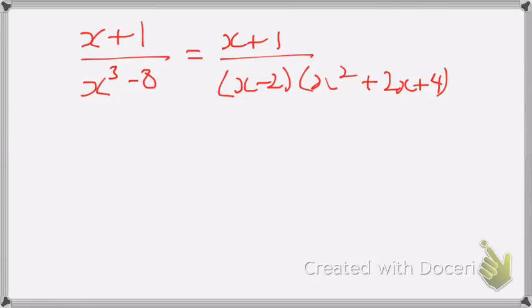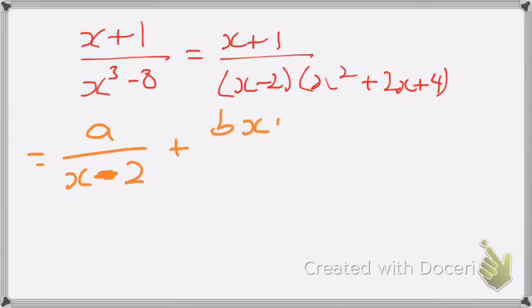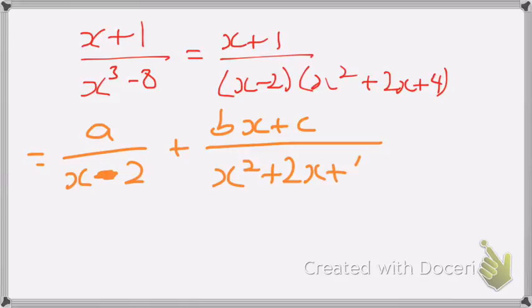So I'd split it up into 2. So I'd say, well, it's going to be a number on x minus 2, because the thing on the bottom is linear, so the thing on the top must be a number, and then bx plus c on the other one, because the thing on the bottom is a quadratic, so the thing on the top must be linear.